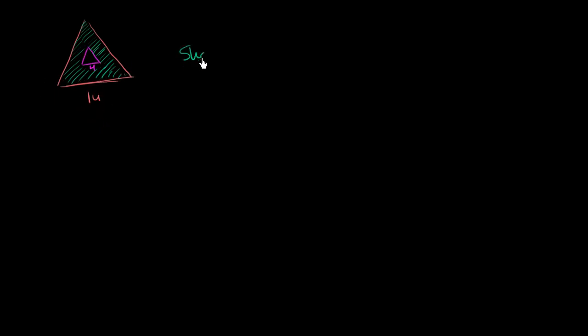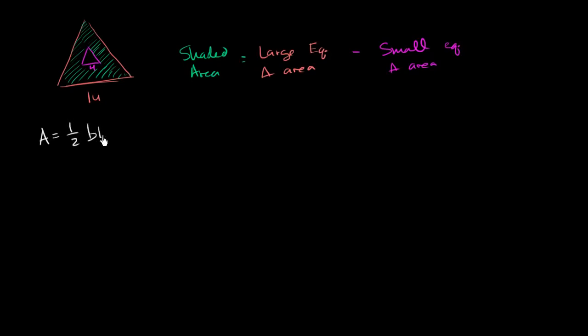Well, the shaded area is going to be equal to the large equilateral triangle's area minus the area of the small equilateral triangle. So we just have to figure out what the area of each of these equilateral triangles are. And so to do it, we remember that the area of a triangle is equal to 1/2 base times height. But how do we figure out the height of an equilateral triangle?